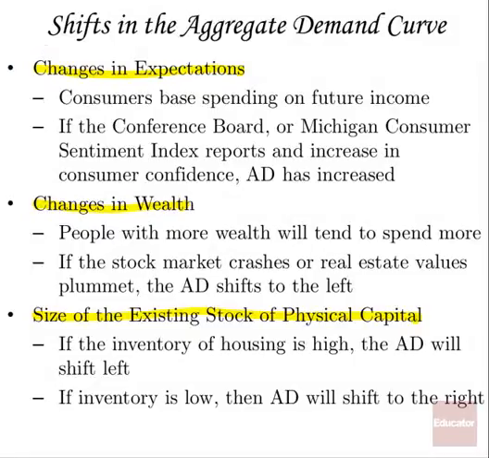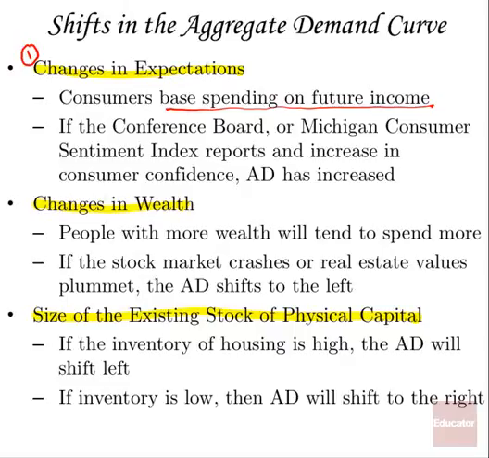What does it mean that there are going to be changes in expectations, right? Well, consumers base spending on future income. So if you get a job promotion, you don't necessarily have more money, but you're going to feel wealthier. And so that's going to have a ripple effect on the things that you want to buy. You might finance that refrigerator that you're holding off on. You might celebrate and buy a new car. So that's going to increase the aggregate demand, and the aggregate demand curve is going to shift to the right here.